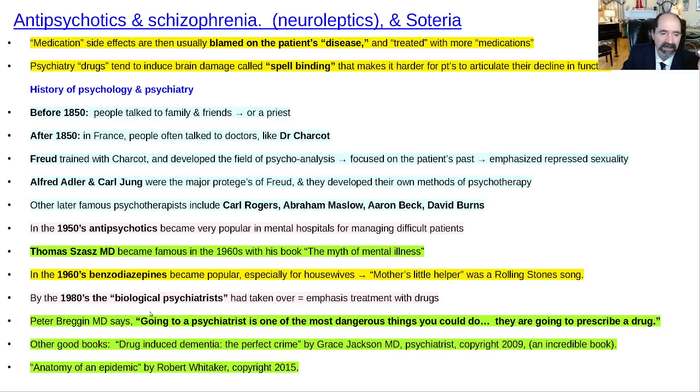By that time, the biological psychiatrist, the one that emphasized prescribing drugs, had pretty much taken over psychiatry, and they'd pushed the Freudians aside. They'd pushed the Freudian variants, neo-Freudians all aside, and psychiatry became primarily based on biological, which means to treat with drugs.